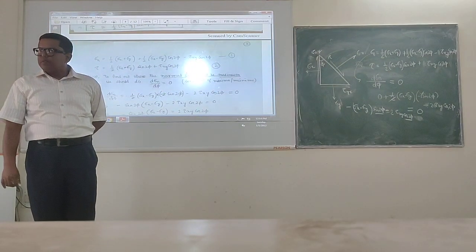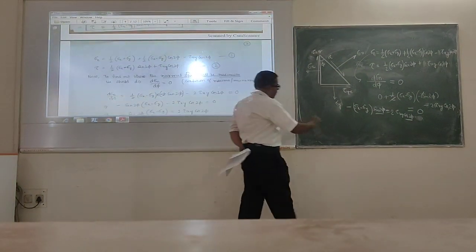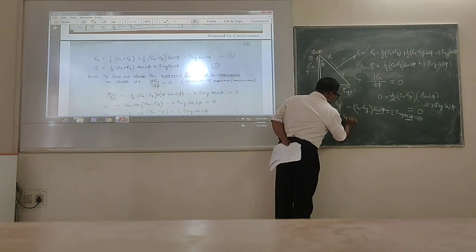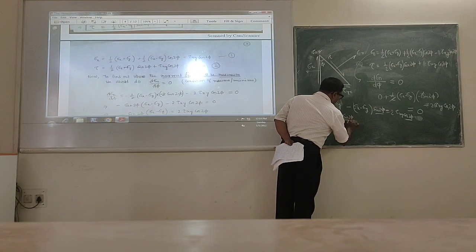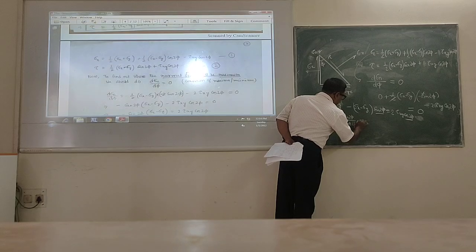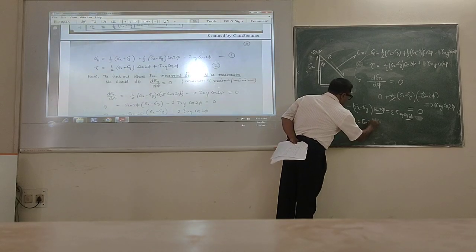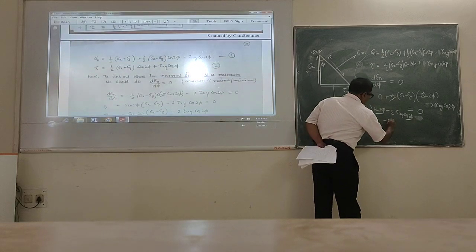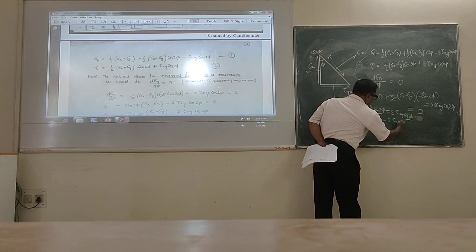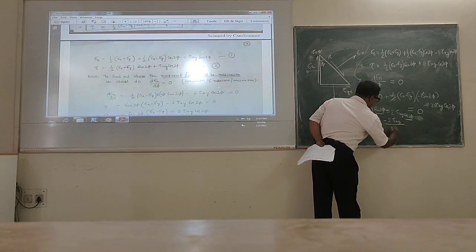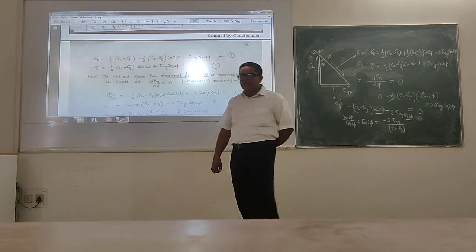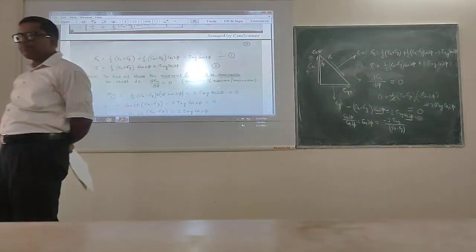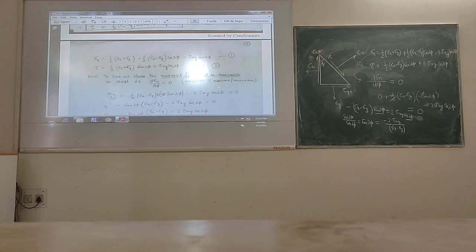Is it clear? Now if you find the value of sin 2φ by cos 2φ, which is nothing but tan 2φ, this tan 2φ will become equal to, with the minus sign going to the other side, 2 tau xy by sigma x minus sigma y. Have you understood? Is it clear? Is this equation derivation clear?